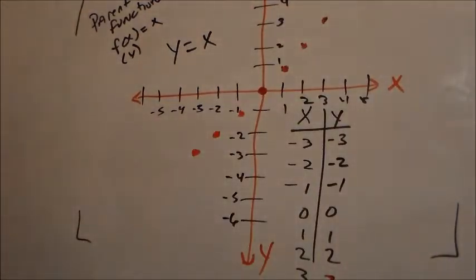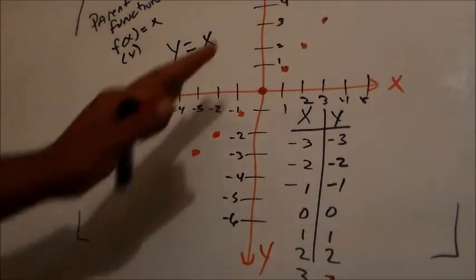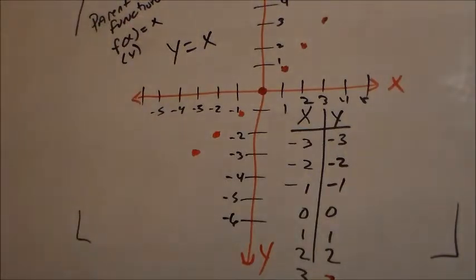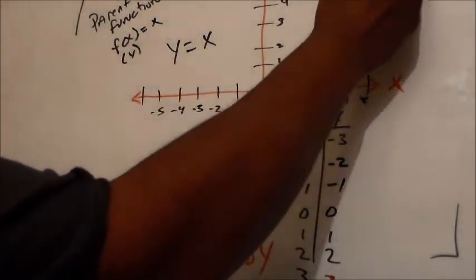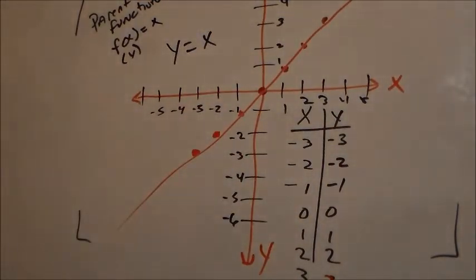So we see what we got here. This is the parent function, f of x equals x. The question in your textbook is to determine the effects on the graph of the parent function f of x equals x. So now we know what f of x is, and f of x just goes like that. Now we want to know what the effect is when we put in a transformation.